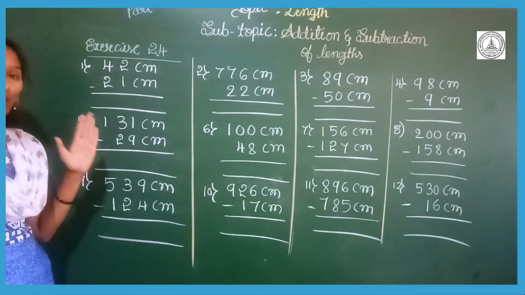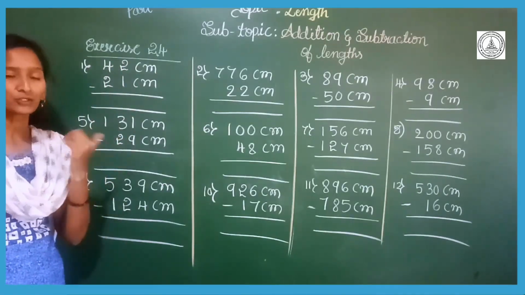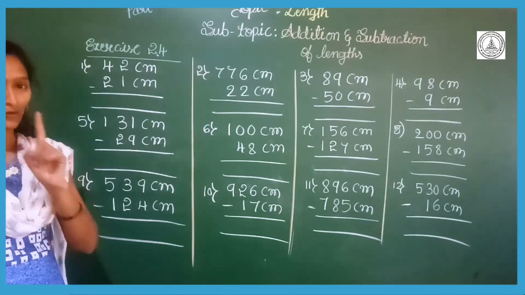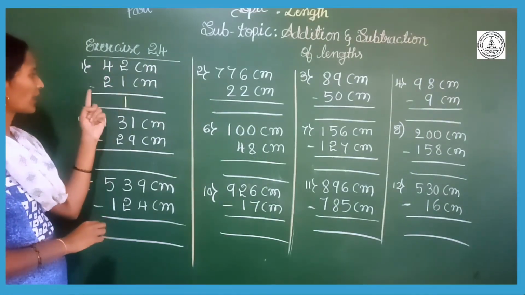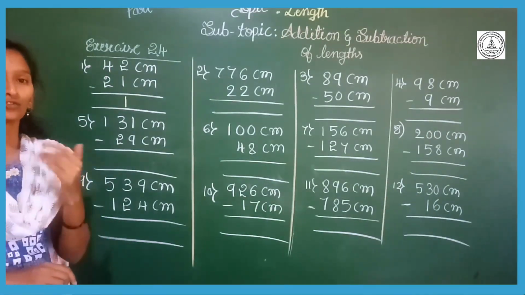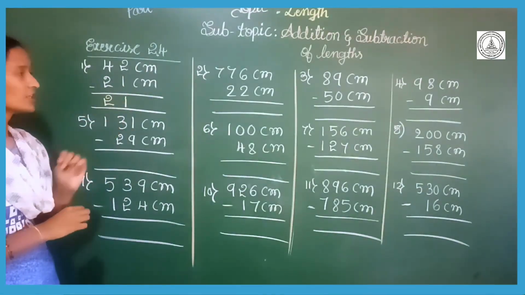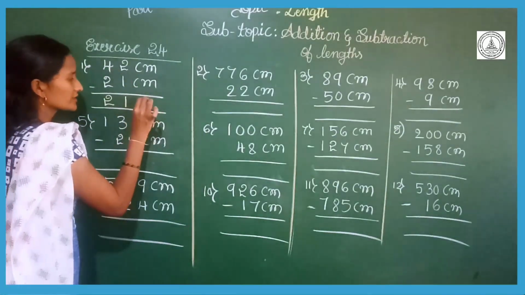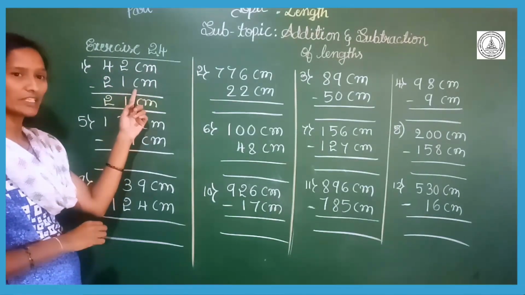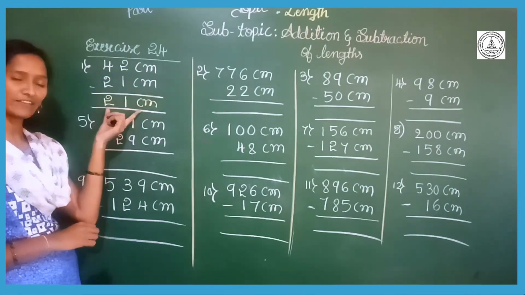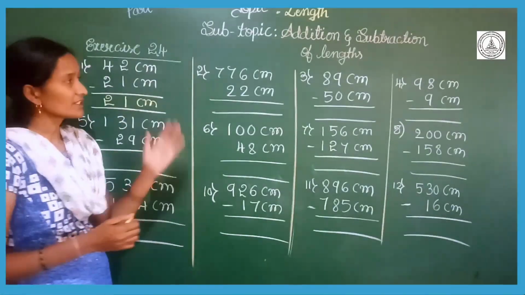So first you have to solve the numbers in the ones column. That is 2 minus 1. What is 2 minus 1? 2 minus 1 is 1. So write down here 1. So next 4 minus 2. What is 4 minus 2? 4 minus 2 is 2. Write down here. So next write down here centimeter. 42 centimeter minus 21 centimeter gives the difference as 21 centimeter. Now come to the second one.